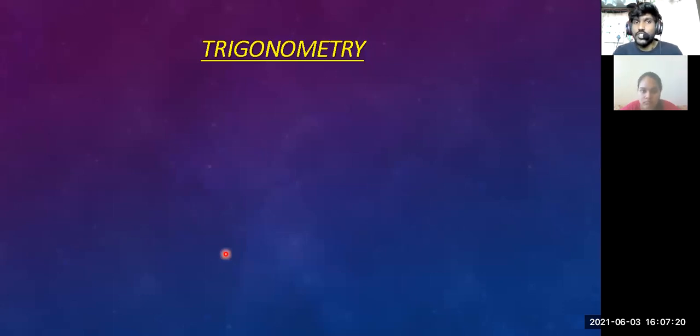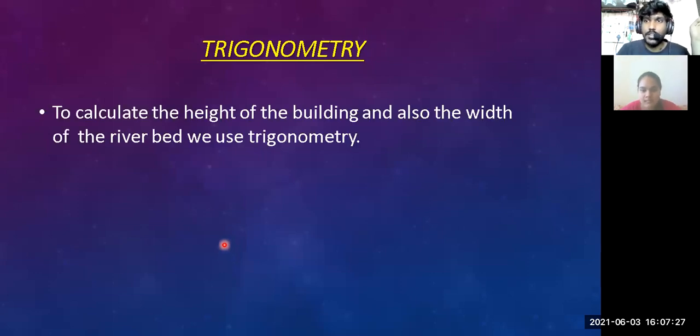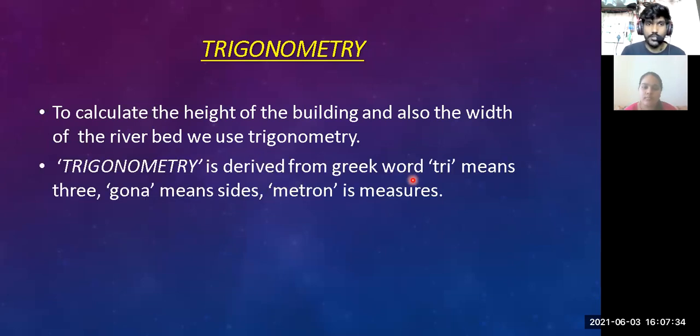First, understand the word trigonometry. What is its meaning? In the pictures we saw, to calculate the height of the building and the width of the river, we use trigonometry. The word is divided into three sections: tri means three, gona means sides, and metron means measures. So trigonometry is the study of a three-sided figure, or the measures of a three-sided figure. Is the word clear? Yes.